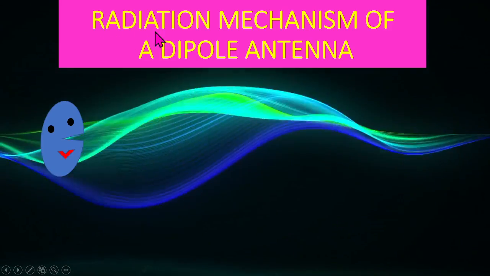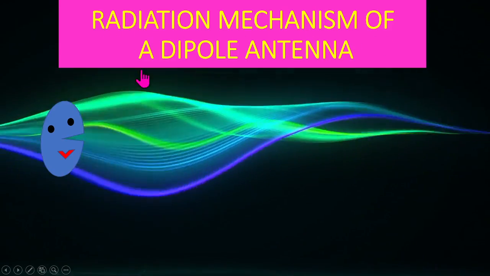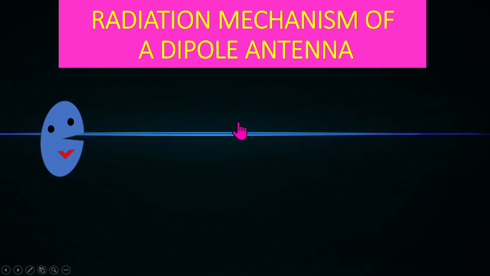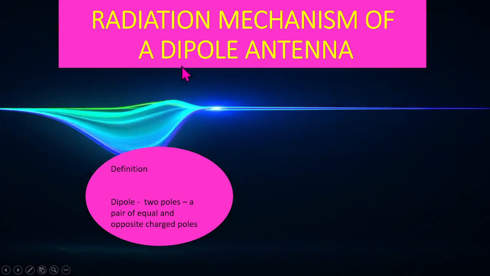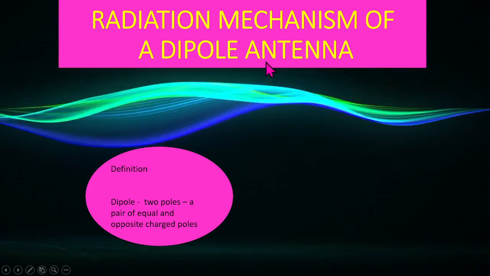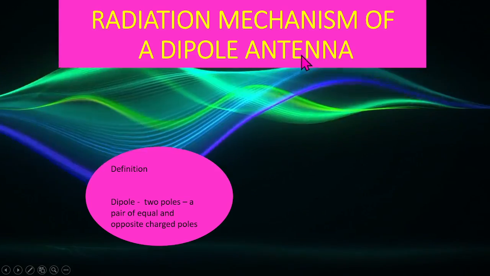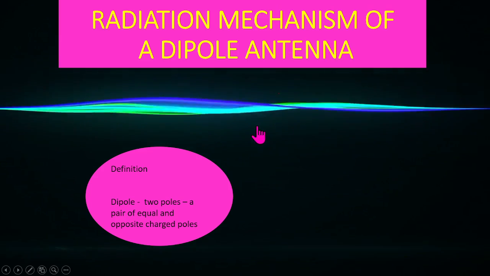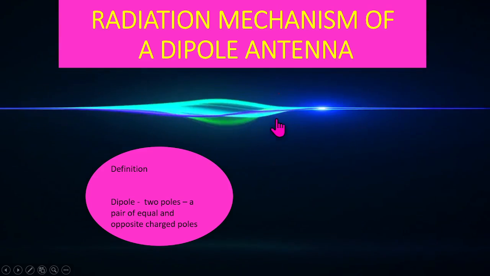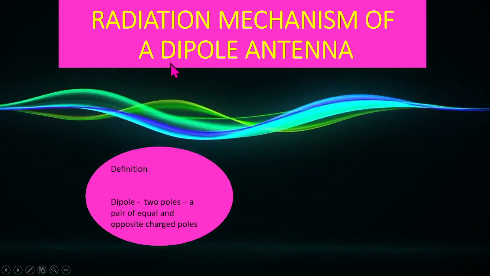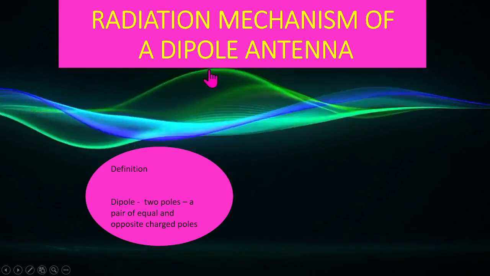Everybody. Today we are going to see about the radiation mechanism of a dipole antenna. Now we are going to see about the definition of the dipole antenna. Already we know the definition of an antenna. Antenna is a means for radiation or reception of radio waves. So here one more word is added, that is the dipole.